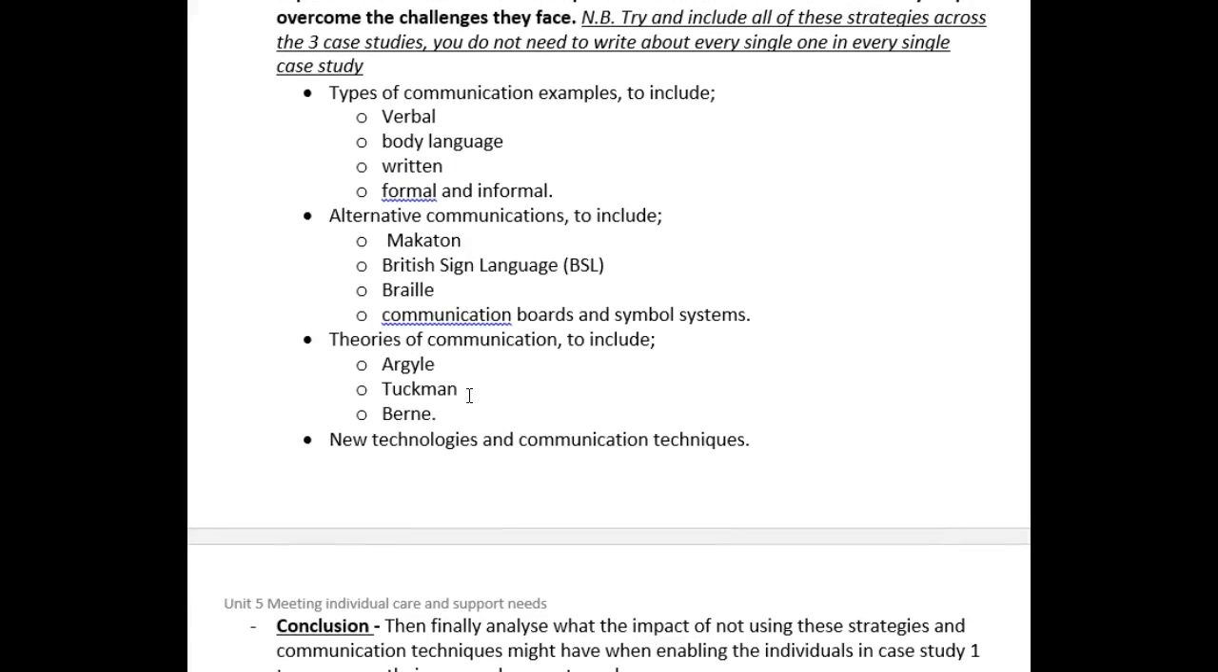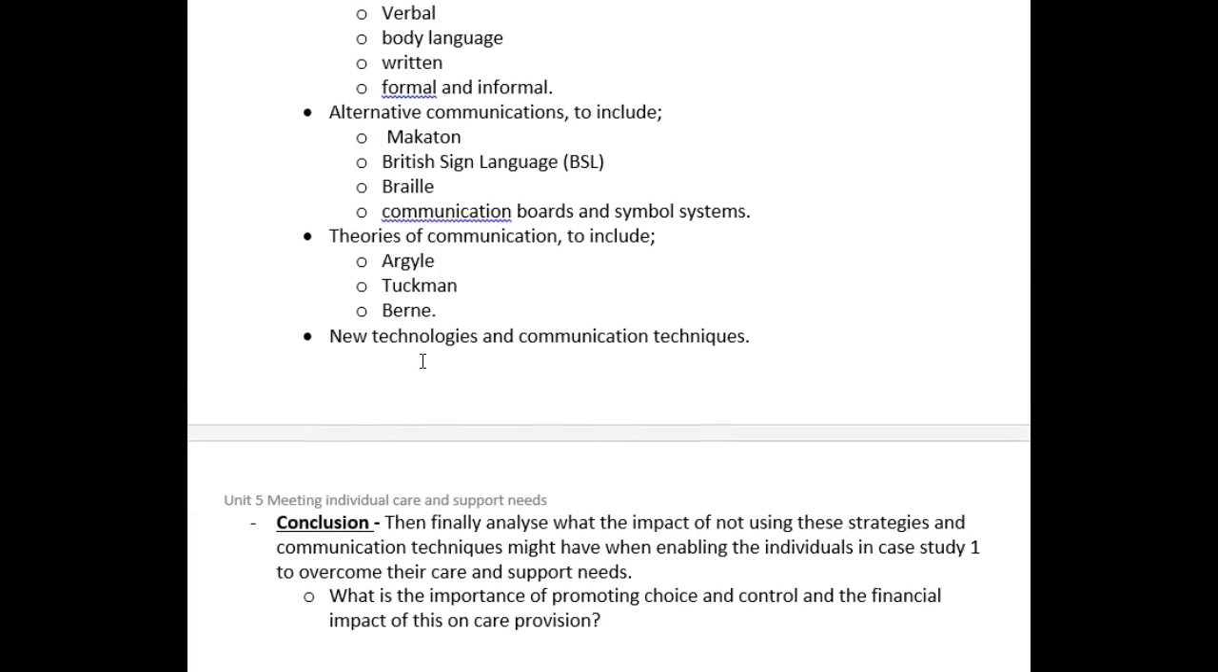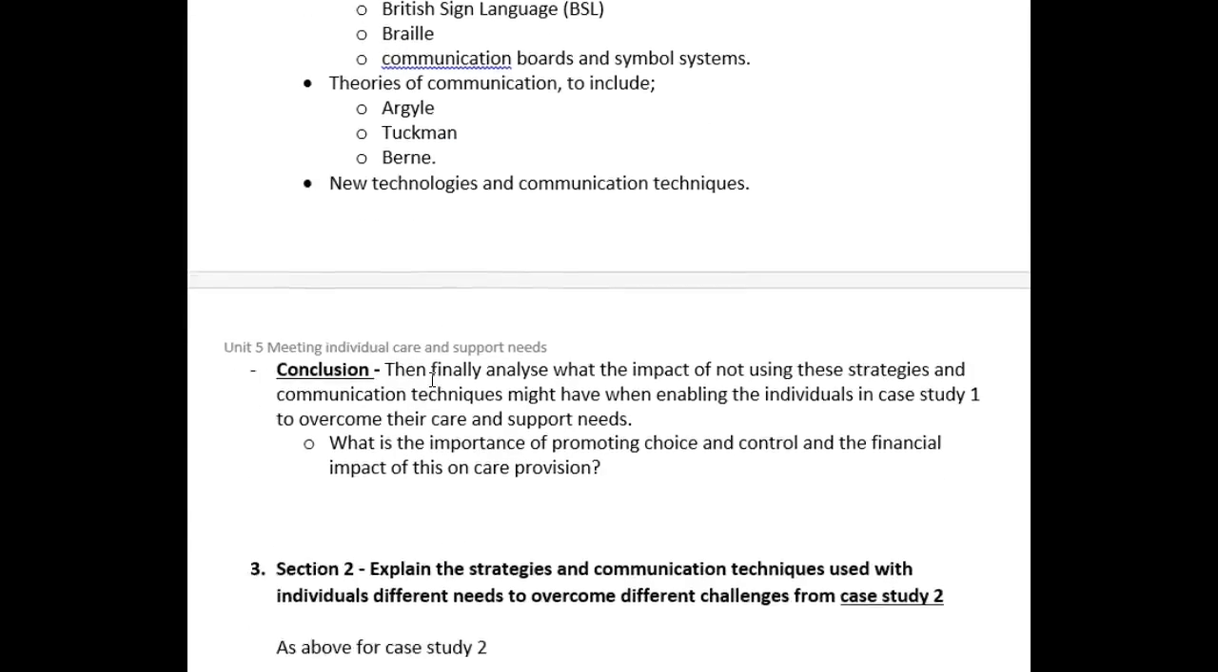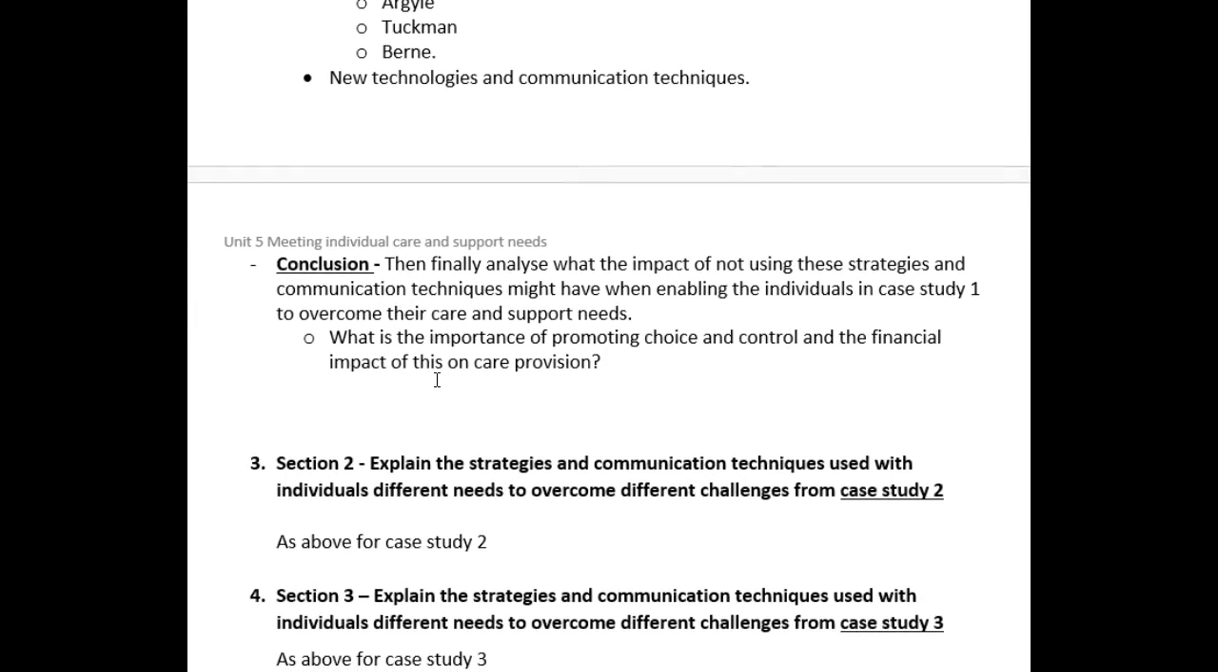And then it would be useful to acknowledge theories of communication, and how understanding Argyle's communication cycle will help us to identify where the challenges are and where the barriers are in communication, to be able to think about how we can overcome those. And then finally, you could write about any technologies that might be useful for this service user. Then at the end of that section, you'll need to write a conclusion.